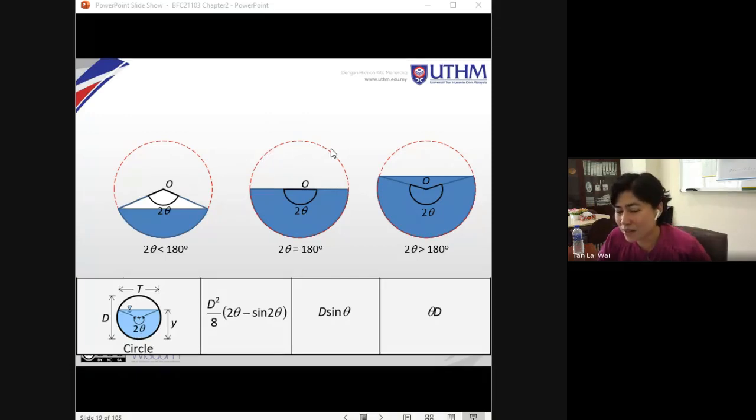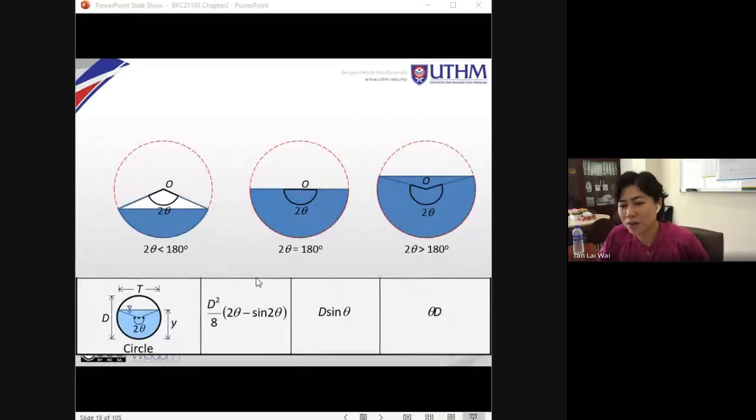Now, if it's semicircular, that means it's half full. That means your 2θ would be 180 degrees. Now, what if it is less than half full? That means your 2θ must be less than 180 degrees. And for the third case, when the free surface is above the center of your circle, your 2θ must be above or beyond 180 degrees. So get this clear. I hope this helps you with understanding the use of this circle formula.